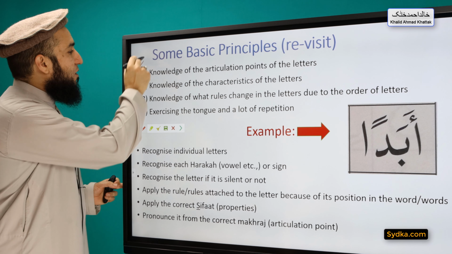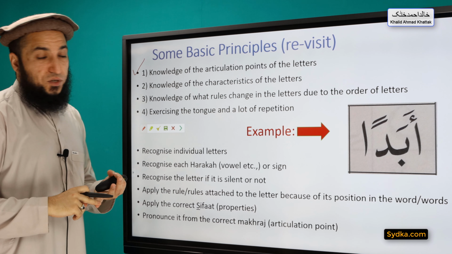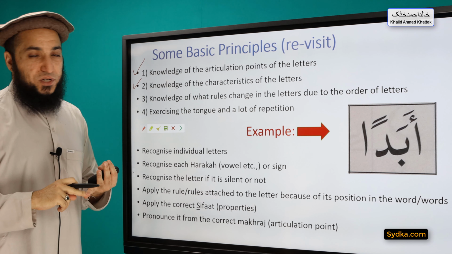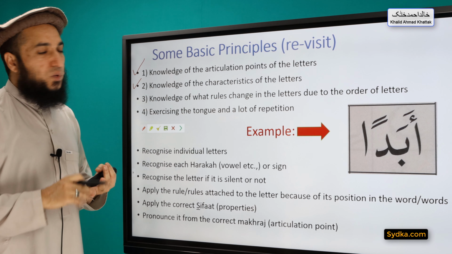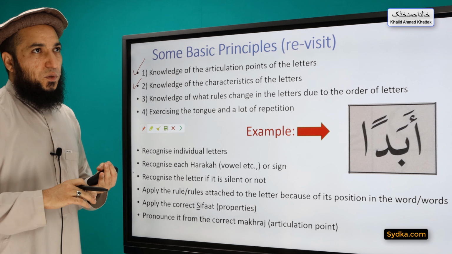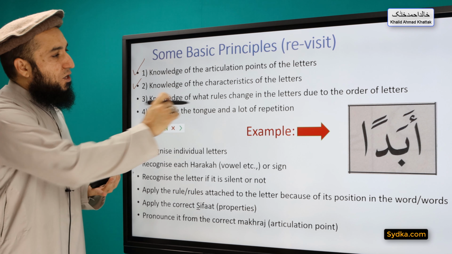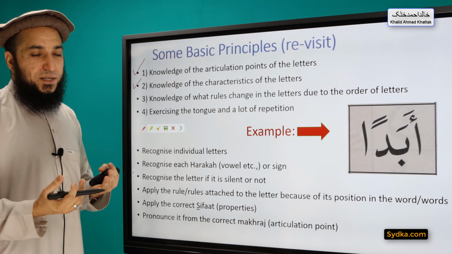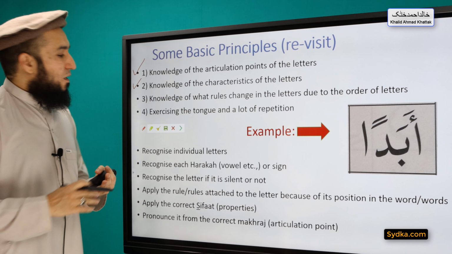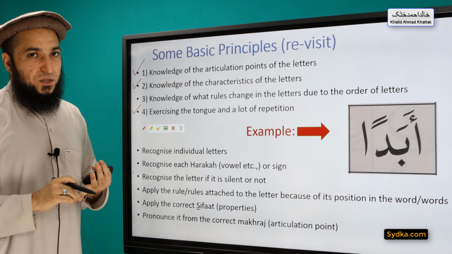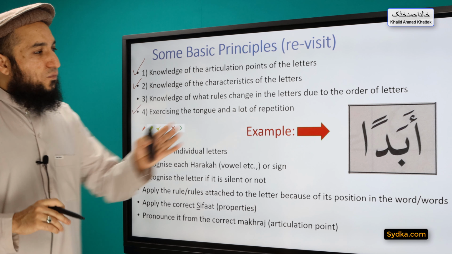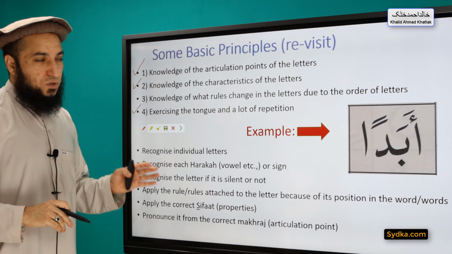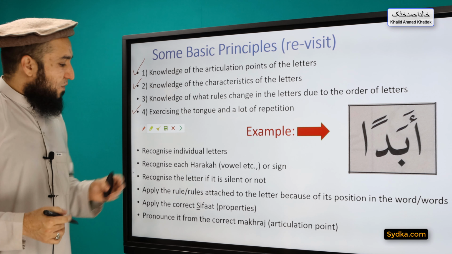So the first one is we need to have the knowledge of articulation points for each letter. The second one is we need to know the characteristics of each letter, the sifat of each letter. We have studied only a few of them so far, but we will study the rest in advanced level. The third one is the knowledge of rules attached to individual letters because of their position in a word or words. The fourth one is exercising the tongue and a lot of repetition. So if we are given a word, we have to apply these steps to make our reading or recitation easy.